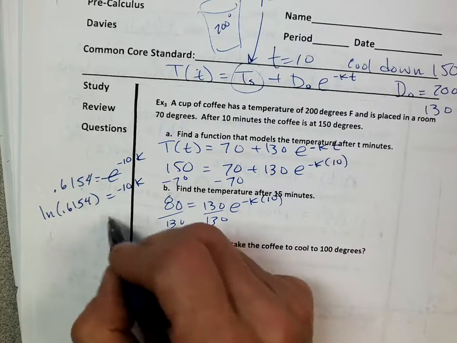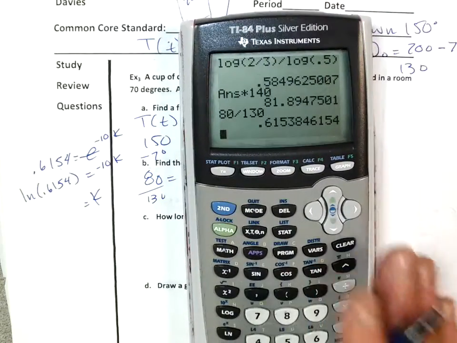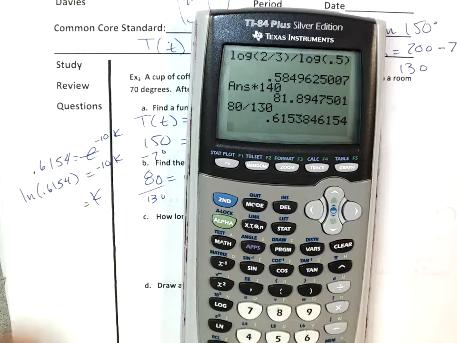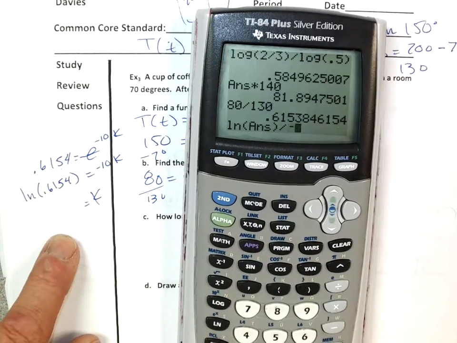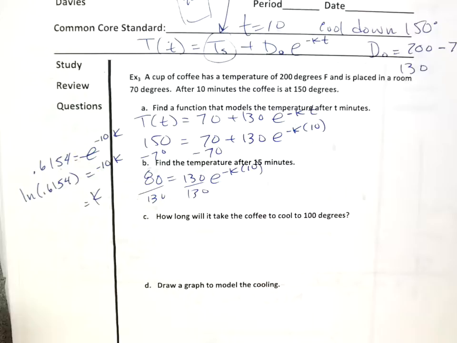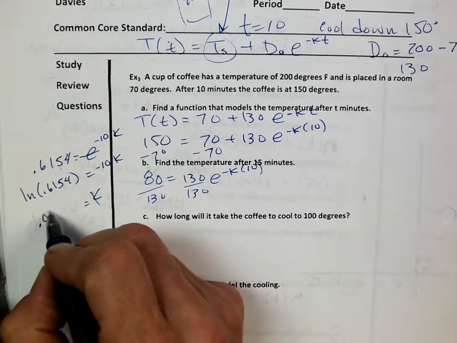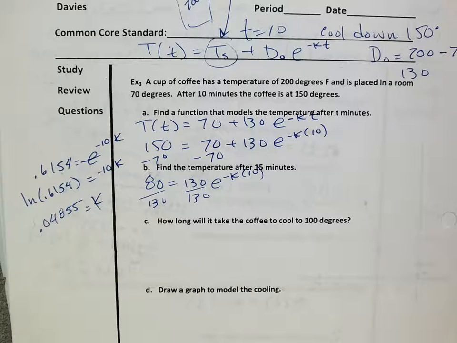So my calculator, the value of the k, I'm just going to go my natural log of that answer divided by negative 10. And there it is. k is about 0.04855. Okay, so for accuracy, 0.04855. That would be the rating of my cup. And of course, cups aren't manufactured with a rating. Who cares, right?